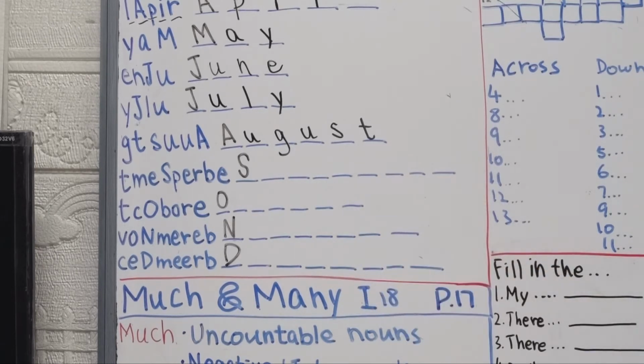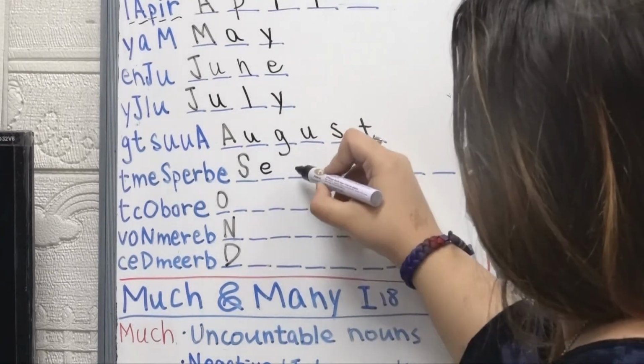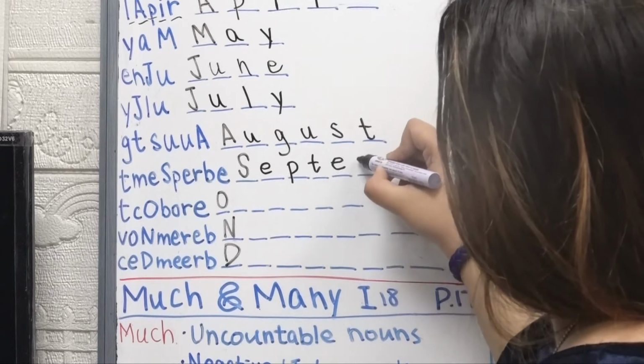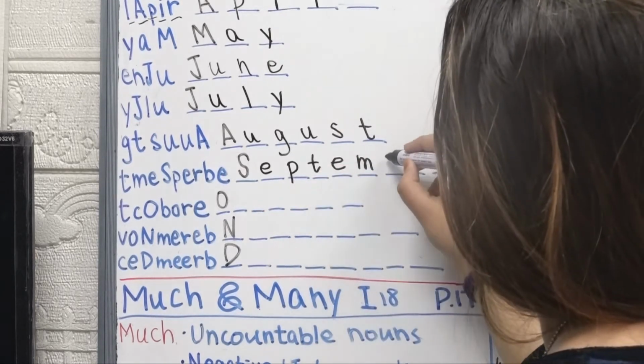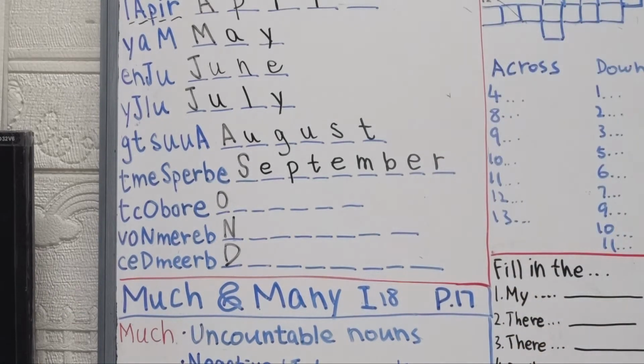That is September, right? September. How do we spell that? September starts from S and then E, P, T, E, M, B, E, R. September. All right, September. The month after September is October. So September is the 9th month of the year, right? The 10th month is called October.